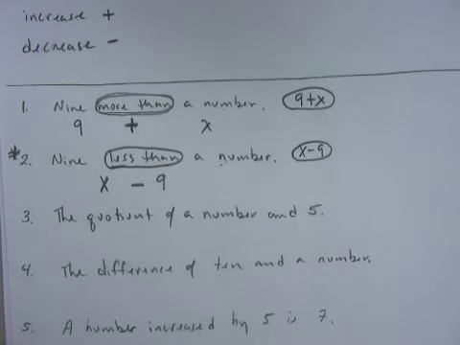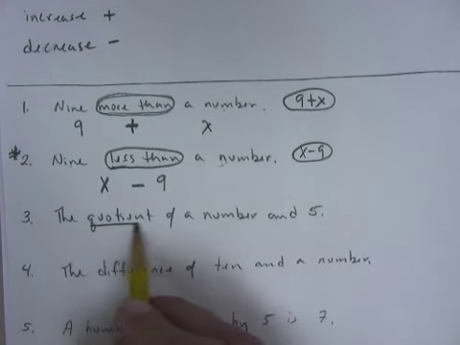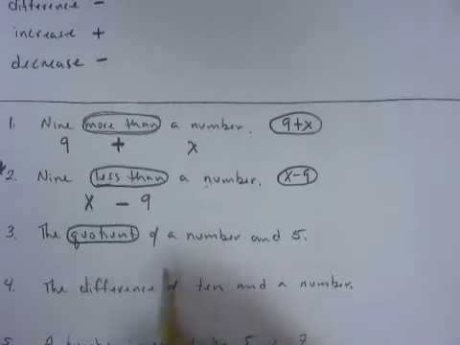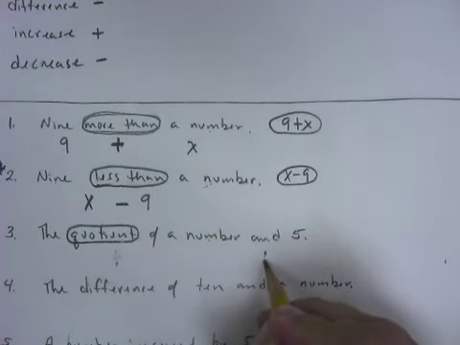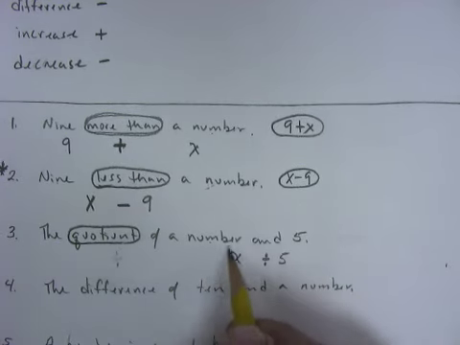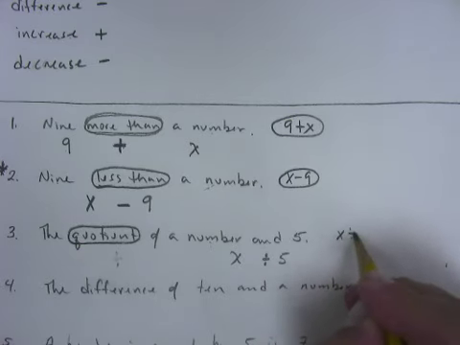Here's the next one, number 3. The quotient of a number and 5. Quotient is the key word. From up above, quotient means divide. So I'm going to do divide. And what 2 things am I dividing? It's a number and 5. You can write the quotient here, the divide, or it almost serves as the "and" sign. So there's the number, and there's the 5. So it'll be x divided by 5.